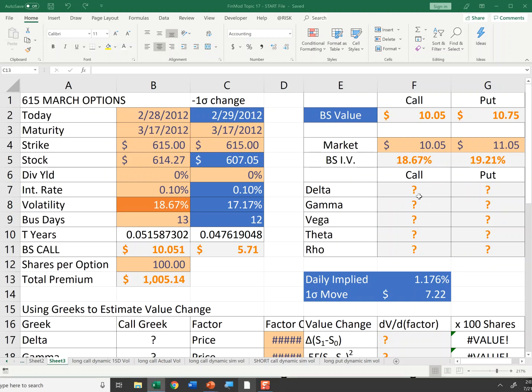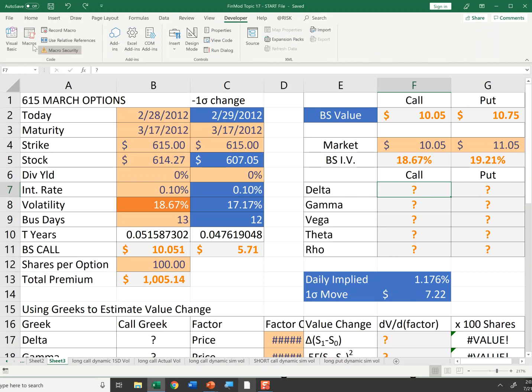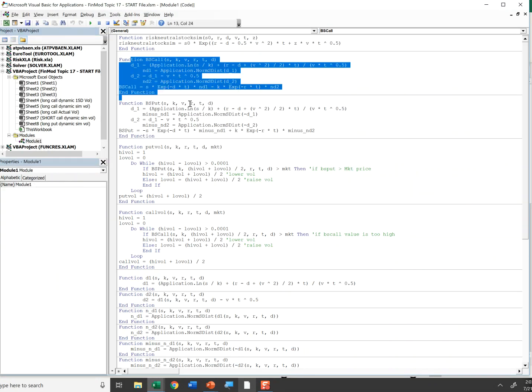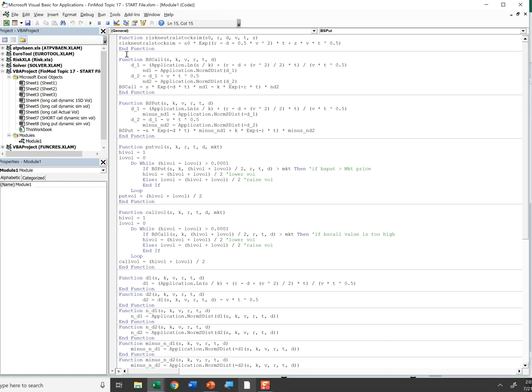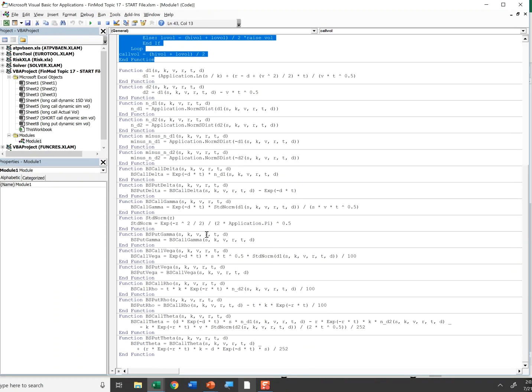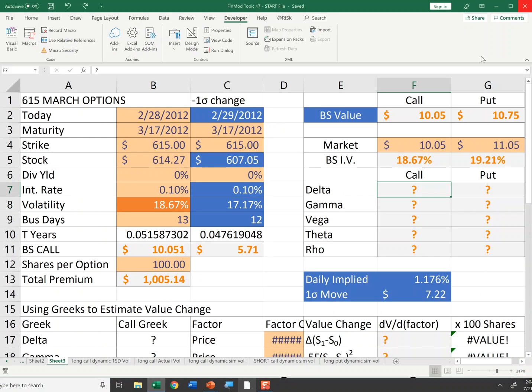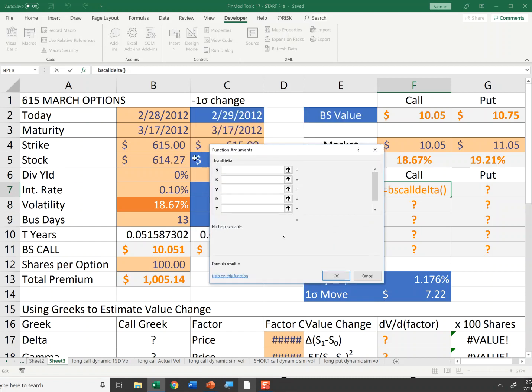The functions are already in there, so if I go to my Developer tab, Visual Basic, you can see in Module 1, I have BS call, BS put, and put call and put vol, and then I have all the Greeks. So I'm going to insert BS call delta first, equals BS call delta. I'm going to hit open, and then I'll click on the insert function, and I'll put in my underlying stock price, and I'm going to anchor everything, hit F4.